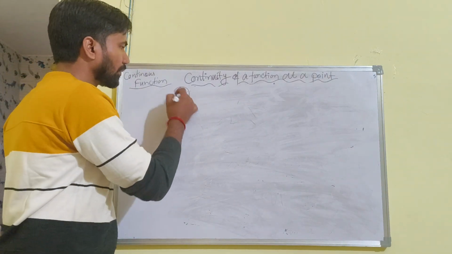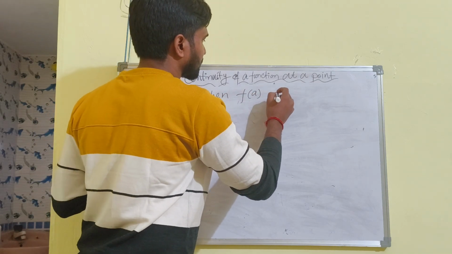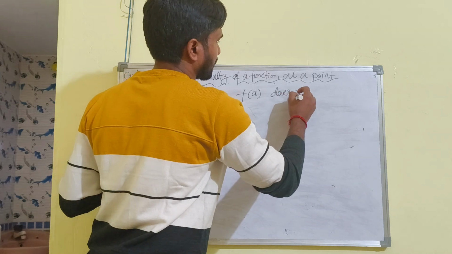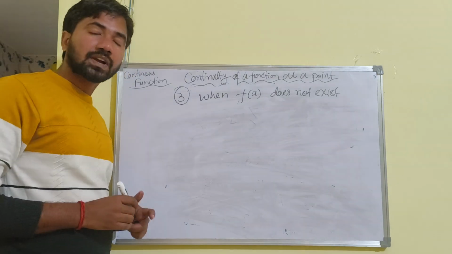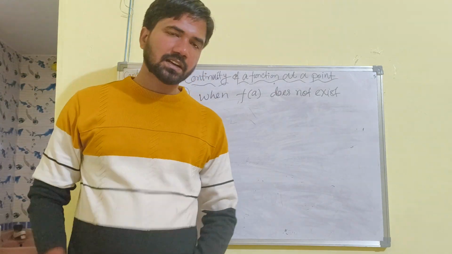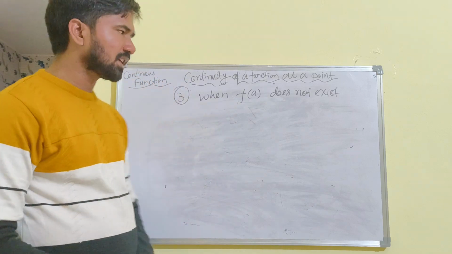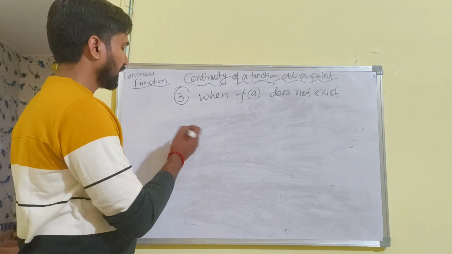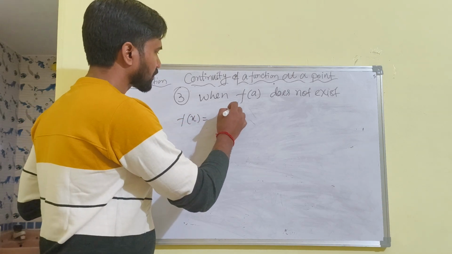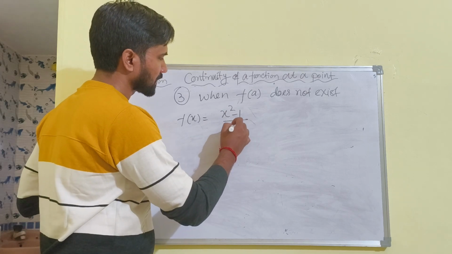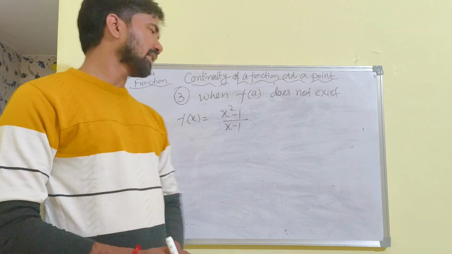Third one, when f(a) does not exist. Means value of function does not exist. Here left hand limit and right hand limit both are equal, but value of function may not exist. Let's see a function like this. Suppose f(x) equal to x square minus 1 divided by x minus 1. See here, if we are going to take limits, what limits will come?